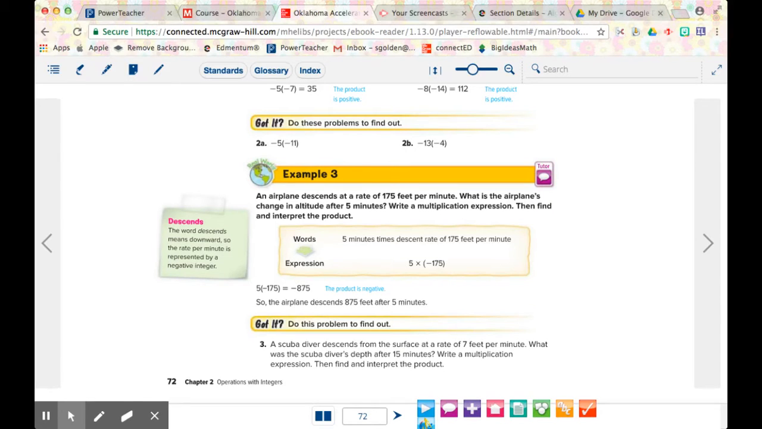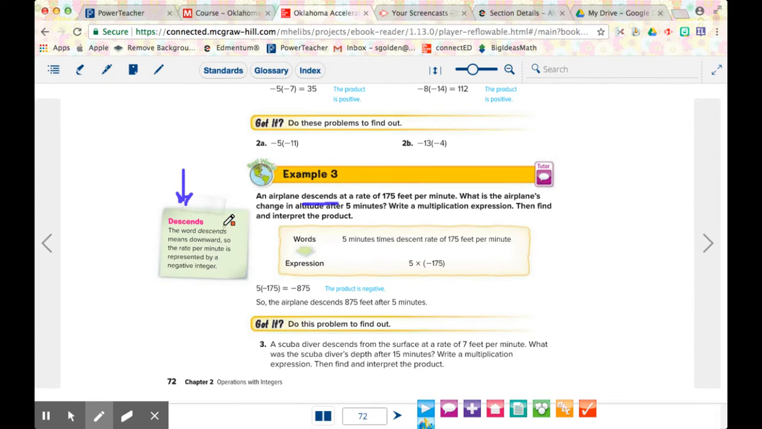Okay, example 3. It says an airplane descends at a rate of 175 feet per minute. What is the airplane's change in altitude after 5 minutes? Write a multiplication expression and then find and interpret the product. So when it tells us that it descends, that's a key word right there, descends. That means something is going down. Okay, so we would represent that with a negative integer.